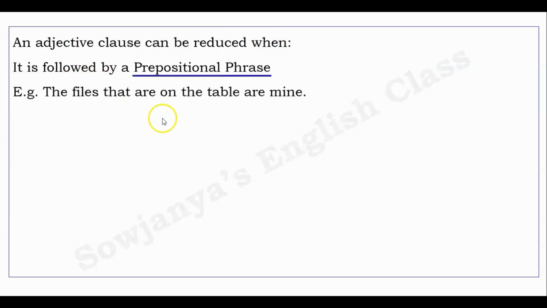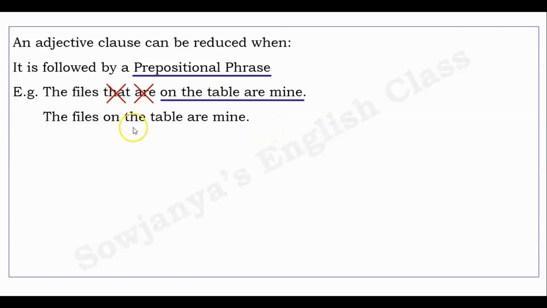Example, the files that are on the table are mine. Here, on the table is a prepositional phrase. Now, how to reduce it to an adjective phrase? As a rule, first of all, we should omit the relative pronoun. Here, the relative pronoun is that. First, we need to omit that, followed by omitting our verb to be, that is are here. Then we will get the answer: the files on the table are mine. So the clause has reduced to a prepositional phrase.